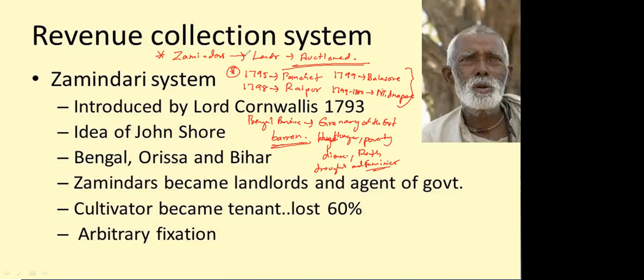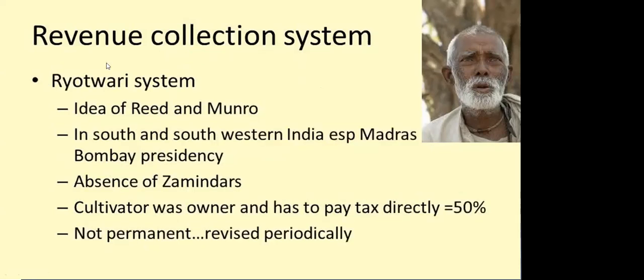I think this is enough for the Permanent Settlement. We can go to the next settlement act, the ryotwari. See, this ryotwari system, ryot means farmer or peasant.